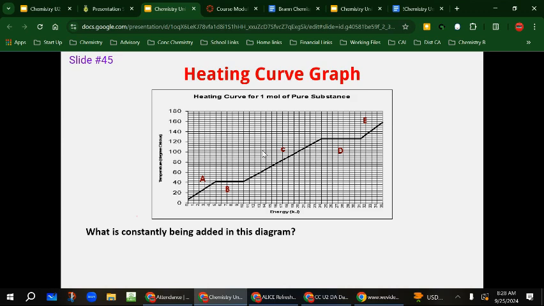What happens from here to here? Here it's a liquid. What happens when it's a liquid? When you add energy, what happens?